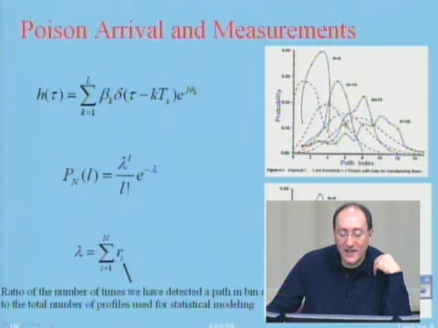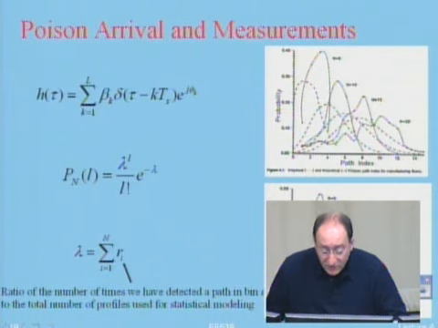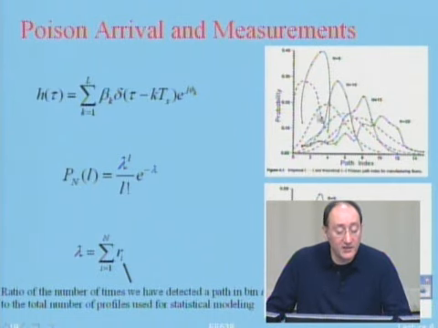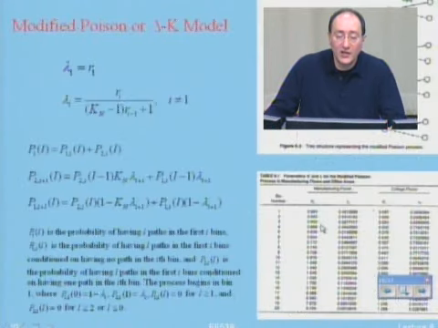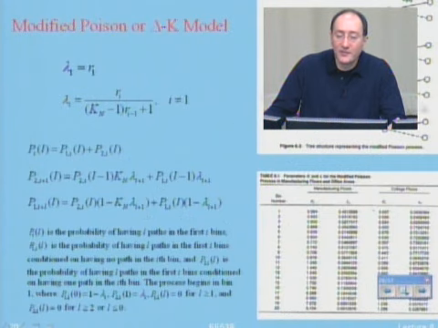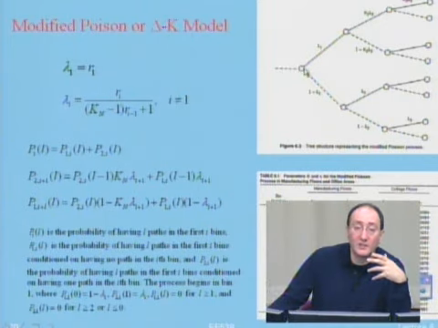And what he sees is that Poisson does not fit. And then he goes for 2 sets of measurements. These are 2 sets of measurements. Then what he does in the second one, he goes to adopt the so-called modified Poisson process. Modified Poisson process, or delta K model, was a model that assumes that the paths are not independent.